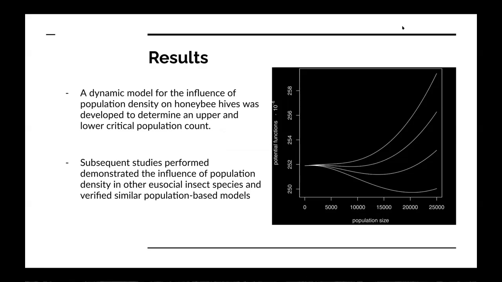The results of this research produced a dynamic model for the influence of population density on honeybee hives and to determine an upper and lower critical population count for honeybees according to factors. Subsequent studies additionally demonstrated the influence of population density in other eusocial or hive insect species, namely ants, and verified similar population-based models to estimate their hive feasibility.